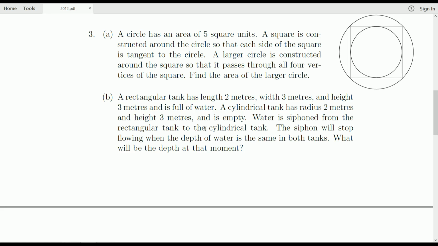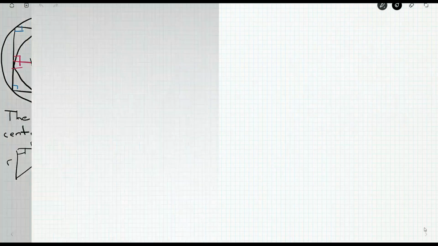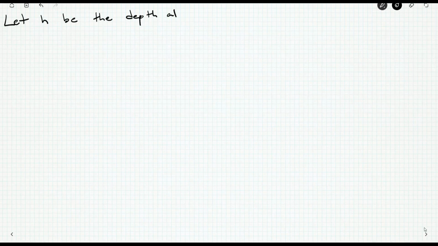Okay. Interesting. So we've got some dimensions to consider. Length 2, width 3, height 3. I'm going to draw a picture here. We're specifically asking for the depth, right? That particular depth. What will be the depth at that moment? Let h, you could use d for depth. I'm going to let h for height. So I'm going to draw some pictures over here.